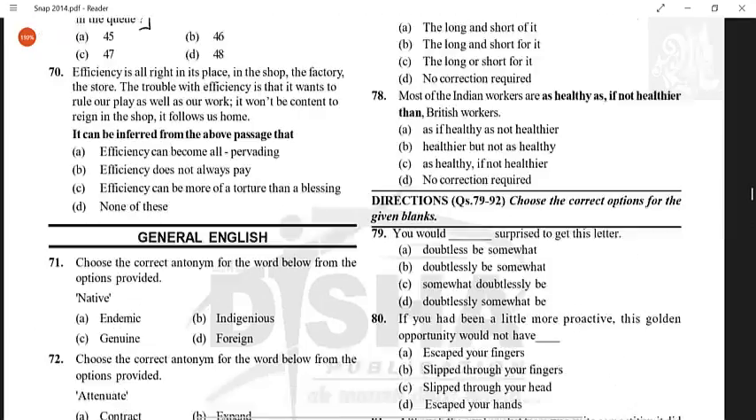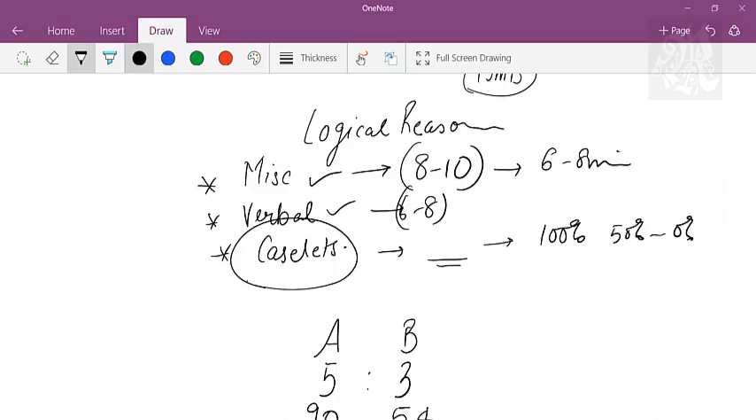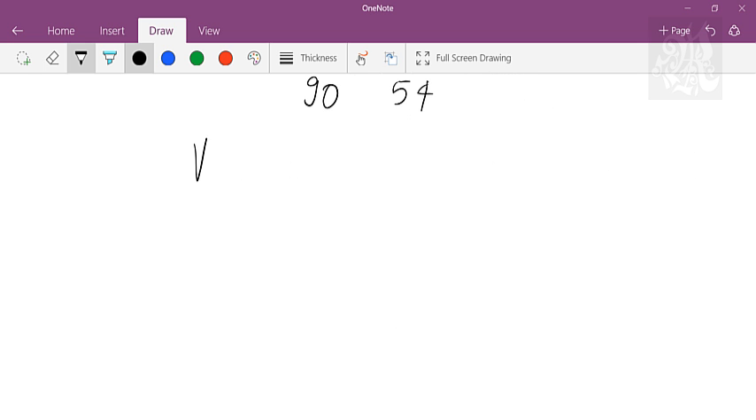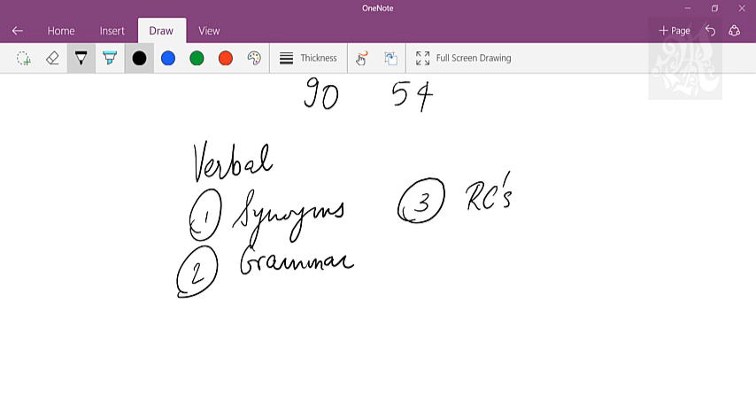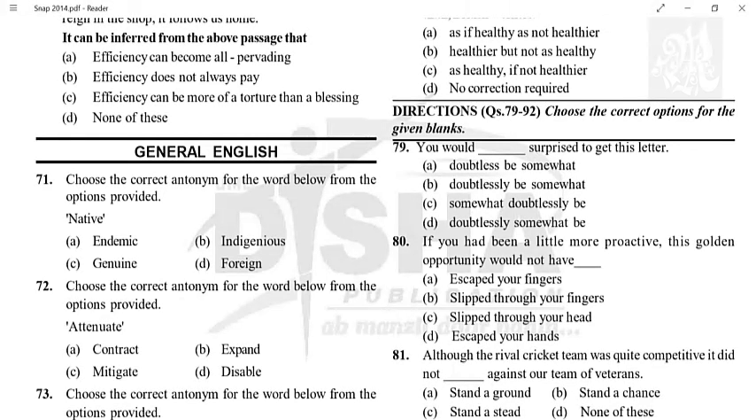And finally, coming to verbal, Snap is the easiest, because they have first synonyms, very basic words, and grammar, again very basic, and third is RCs, which are fact-based, straightforward RCs. So let's look at it. Again, in the first round you focus on this, and in the next round you can go for RC. You may do it the other way. This is one of my strategies. You may do it the other way.